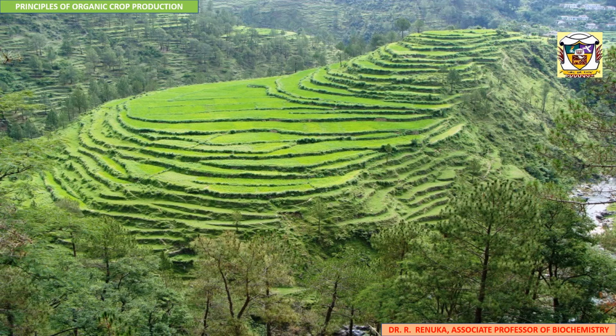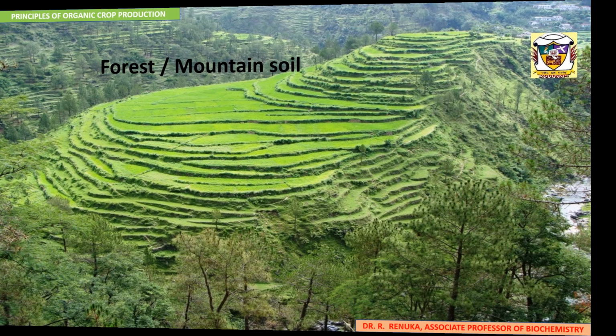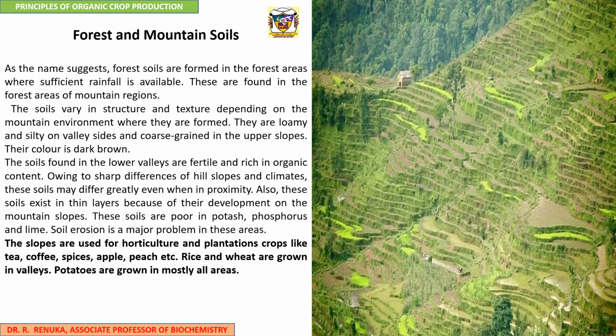The last type of soil according to this classification is the forest or mountain soil. Forest soils are formed in forest areas where sufficient rainfall is available. These are found in the forest areas of mountain regions. The soils vary in structure and texture depending on the mountain environment where they are formed. They are loamy and silty on valley sides and coarse grained in the upper slopes. Their color is generally dark brown.